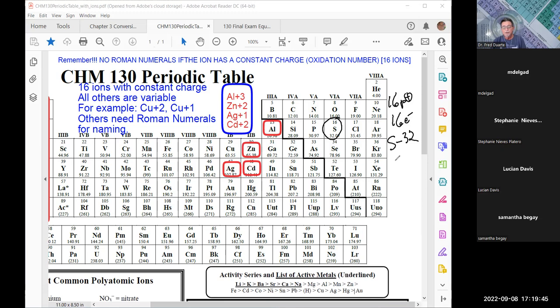Okay, well, how many neutrons do I have? Who can tell me that? How many neutrons does sulfur 32 have? About 16. Okay, 32 minus 16, isn't that 16? So it has 16 neutrons. Okay. All right. What else do I know about sulfur?